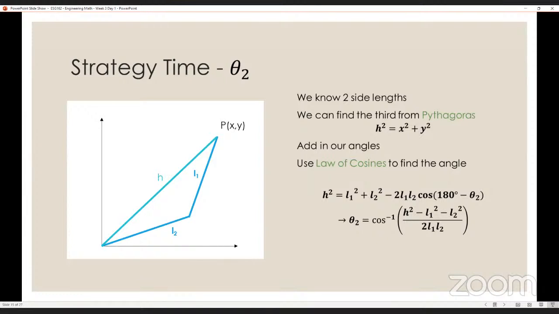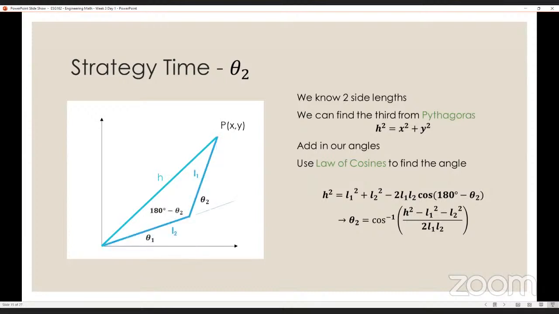We know where the endpoint is, because we have a desired location that we want to go to. We draw a line from the origin and make a right triangle out of it to find the hypotenuse, or the resultant of that position vector. And then we add back in our lengths. And now we've made a non-right triangle. And so law of cosines is our best friend. Okay.